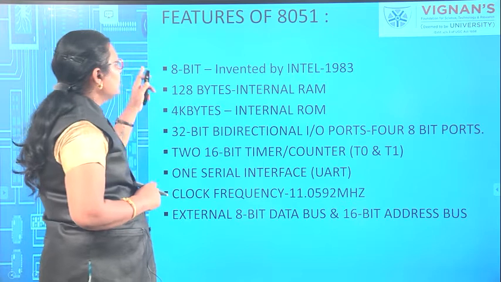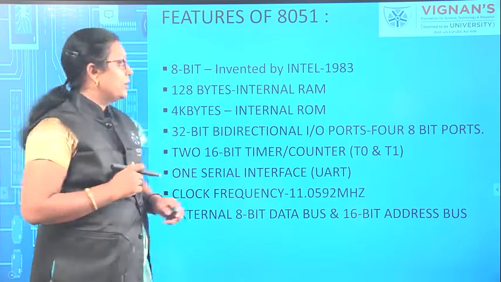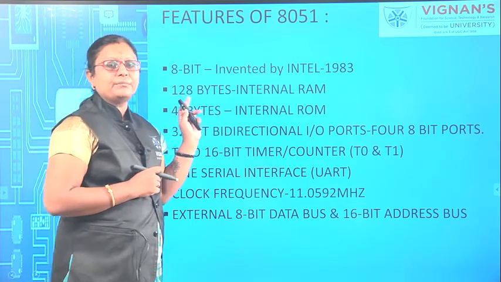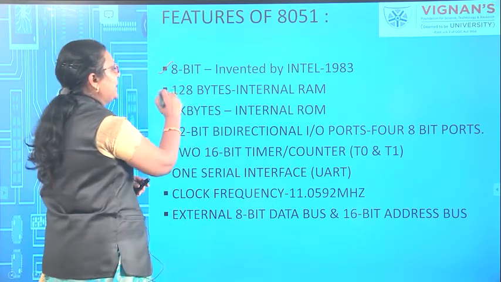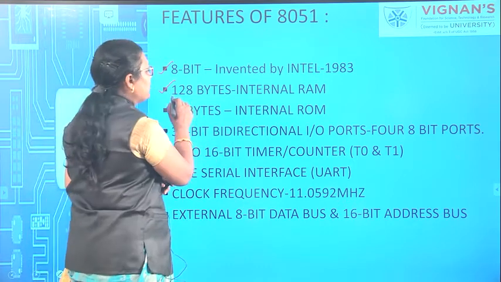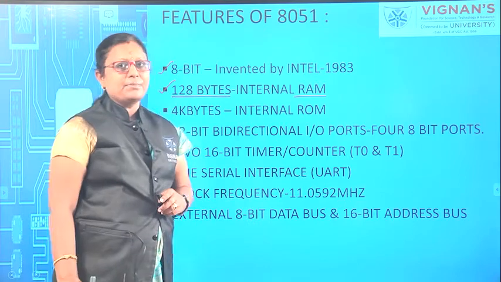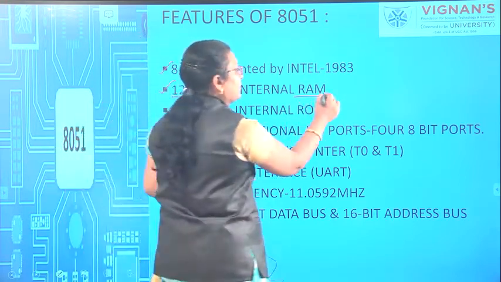Okay, now coming to the features of the 8051 microcontroller. It is an 8-bit microcontroller. It was invented by Intel in 1983, and it has 128 bytes of internal RAM. RAM stands for random access memory. Here RAM is used as a data memory. Why?